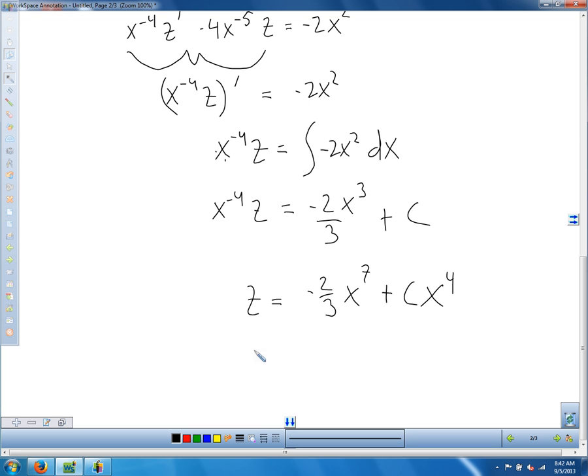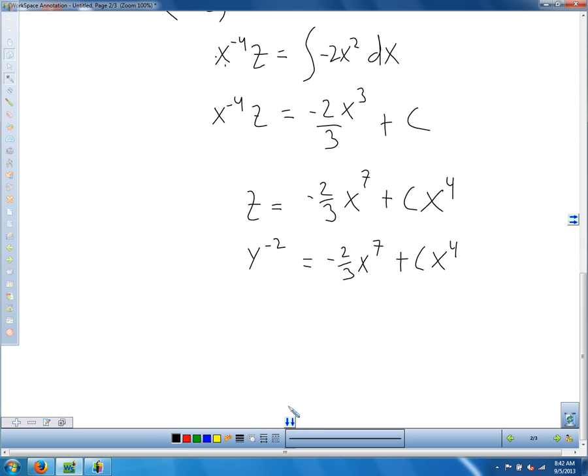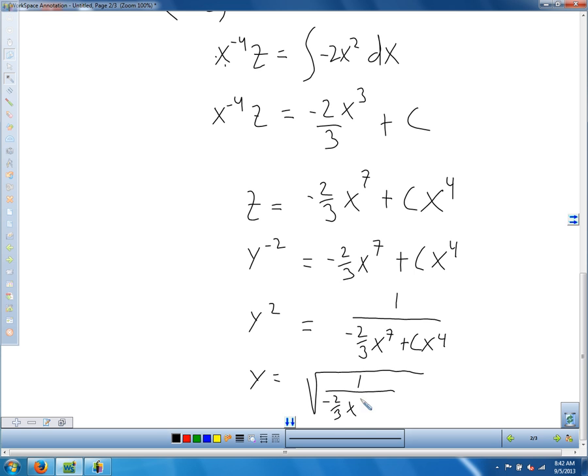And then I can back substitute. So y to the minus 2, z was y to the minus 2, equals minus 2/3 x to the 7th plus cx to the 4th. To finish up, y squared, I'm just going to take the reciprocal of both sides. And finally, y equals the square root of 1 over minus 2/3 x to the 7th plus cx to the 4th.